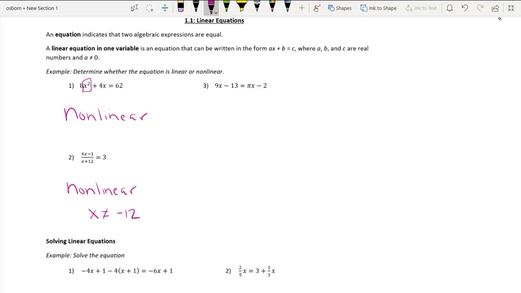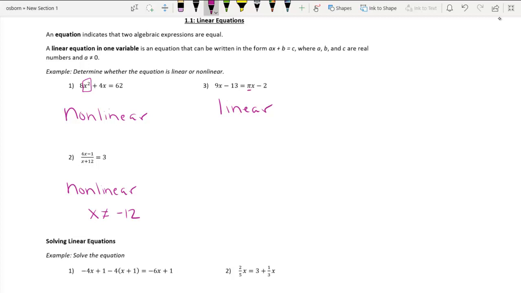Now the third one is 9x minus 13 is equal to pi x minus 2. If you look at this example, although pi is an irrational number, it is being multiplied by x, and both of your x's are held to the first power, and then you've got your terms, your negative 13 and your negative 2. So you could move over this pi x and it would be in the ax plus b equals c form. So this one is in fact linear.